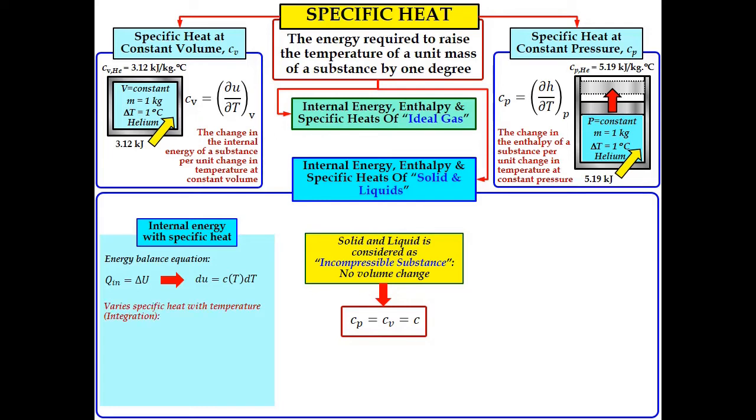And for specific heat varying with temperature, by using integration, you'll get delta U equal to U2 minus U1 equal to the integration of C dT. Okay, so now we don't have any Cp or Cv, so we use only one value of C, specific heat. So for constant average specific heat with temperature, we will have U2 minus U1 equal to C average multiplied by T2 minus T1.